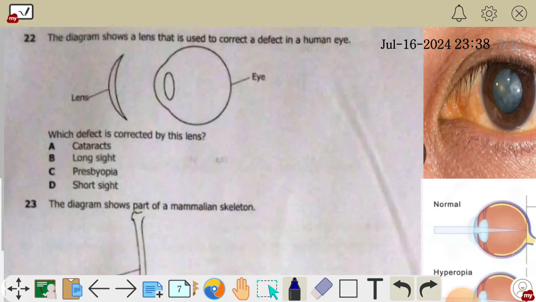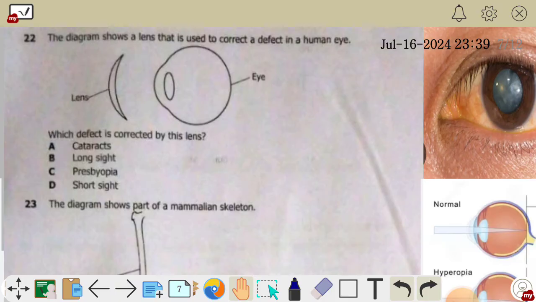And now, long sight. So long sight here, someone can only see things which are further, which are away, very far from him. Okay, things which are short, near him, can't see. And then presbyopia is loss of sight due to aging. As someone ages, the sight for seeing very near objects is lost. Then D, that is short sight, where you are able to only see things which are near you. You are not able to see things which are further from you.